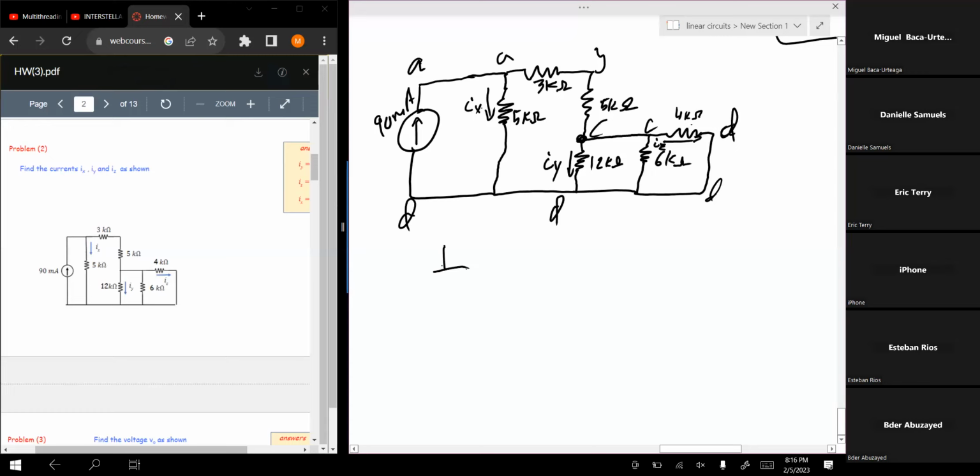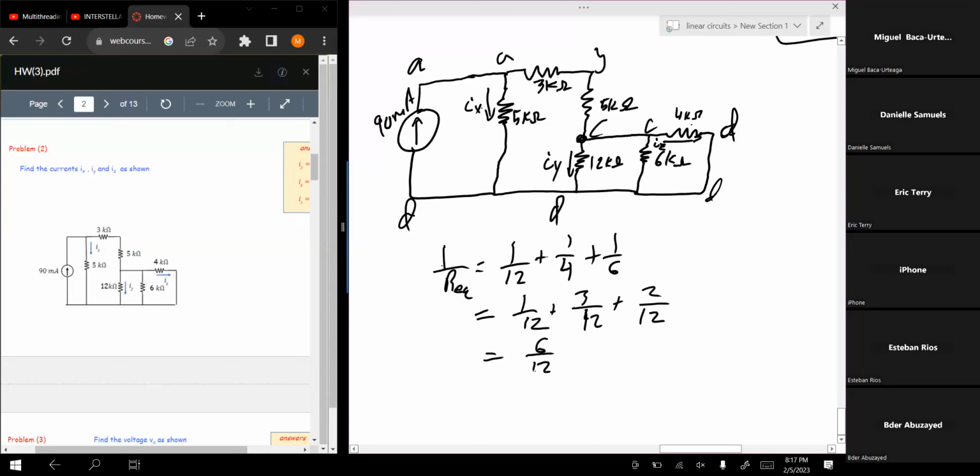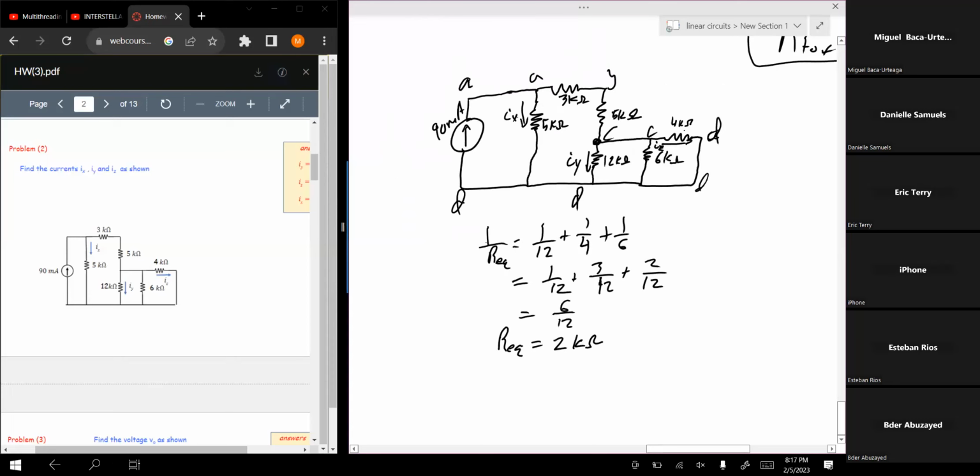To find the equivalent resistance, 1 over Req equals 1 over 12 plus 1 over 4 plus 1 over 6. That's going to end up, let's see, 1 over 12 plus 3 over 12 plus 2 over 12, so that's 6 over 12. Oh, how lovely. So our equivalent resistance for this little spot is going to equal 2 kilo ohms. All right, you see that?